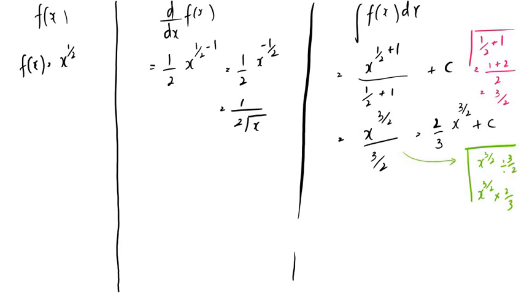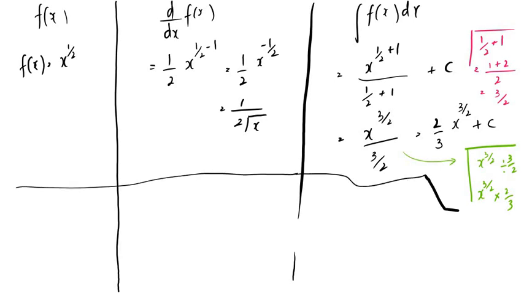Let me take the next function, x to the power minus half. When you are taking the derivative, you multiply by minus half, x to the power minus half minus 1. So that is minus 1 over 2, x to the power minus 3 over 2.